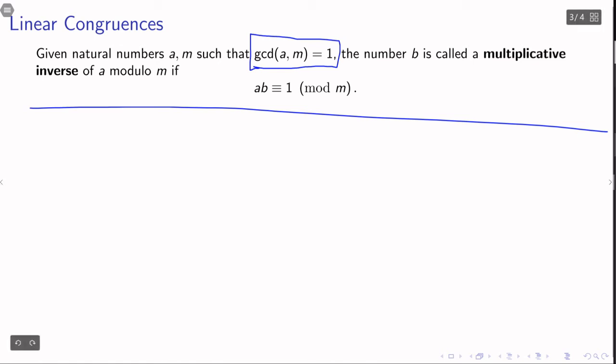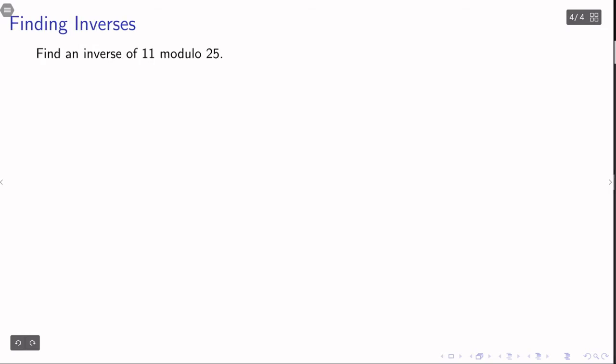Okay, so now the question is, again, how do we look for a multiplicative inverse in order to solve congruences this way? Okay, so for instance, find an inverse of 11 modulo 25. This question is the same as asking, find an integer b so that 11b is congruent to 1 modulo 25.